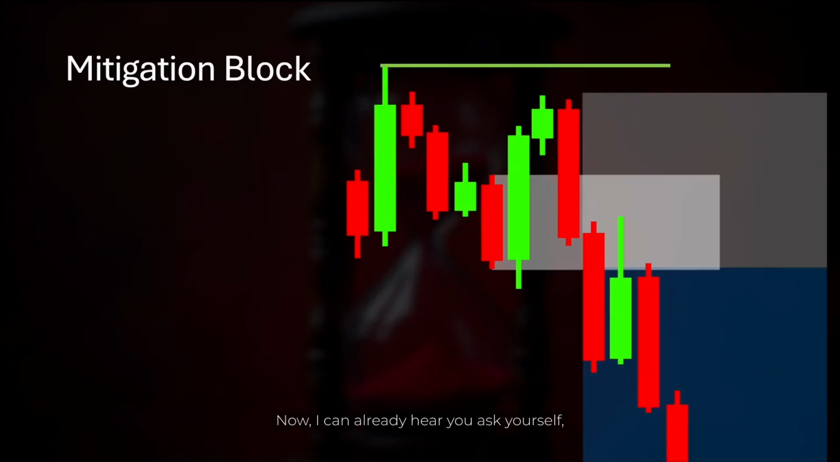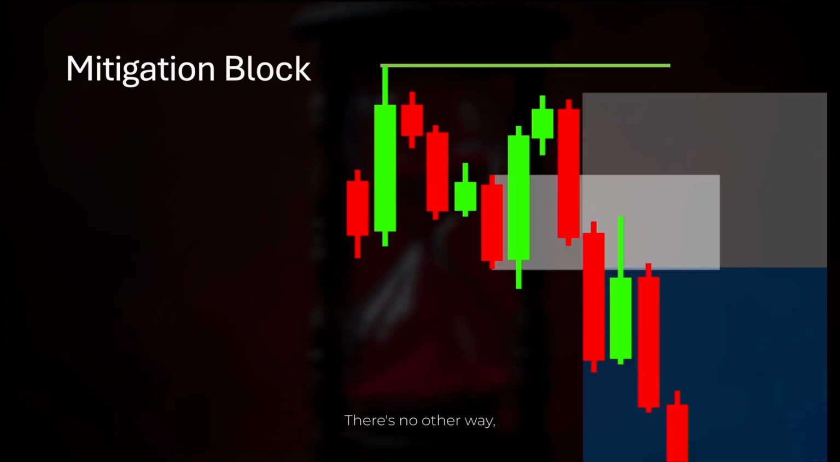Now, I can already hear you ask yourself, but is there one pattern which is stronger than the other? Is there a difference between the significance of a breaker or a mitigation block? No, there isn't. I want you to understand that both a breaker and a mitigation block have the same level of significance, and the reason is because they are both swing formations. It's always either a breaker formation or it's a mitigation block formation.